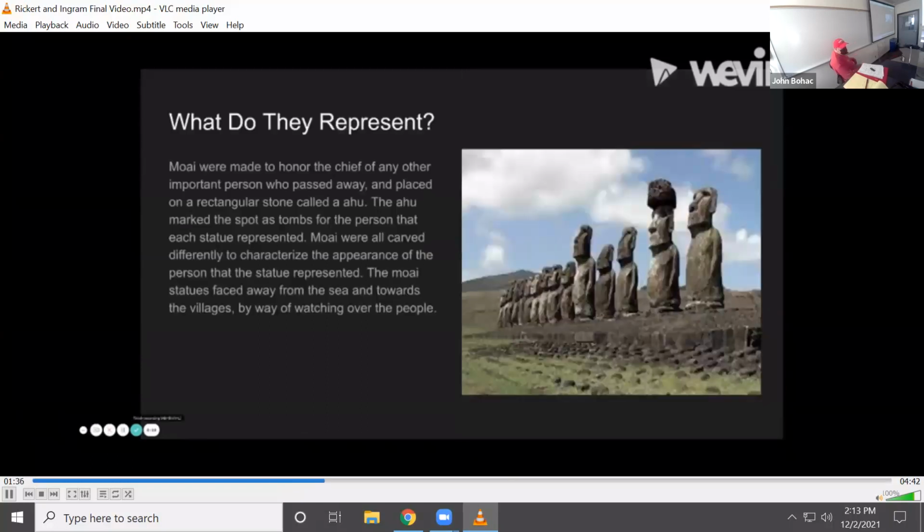The moai were made to honor the person who passed away and placed on a rectangular stone called an ahu. An ahu marked the spot as tombs for the person that each statue represented. The moai were all carved differently to characterize the appearance of the person that the statue represented. The moai statues faced away from the sea and towards the island, as if watching over it.